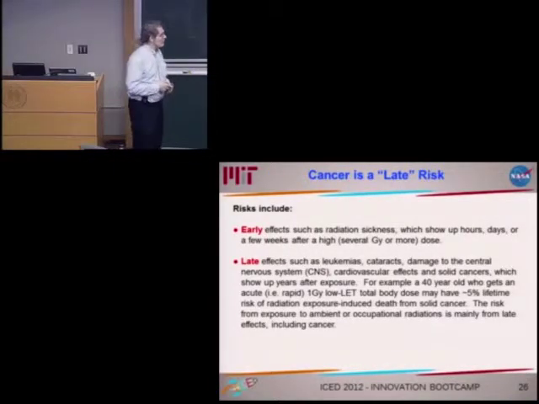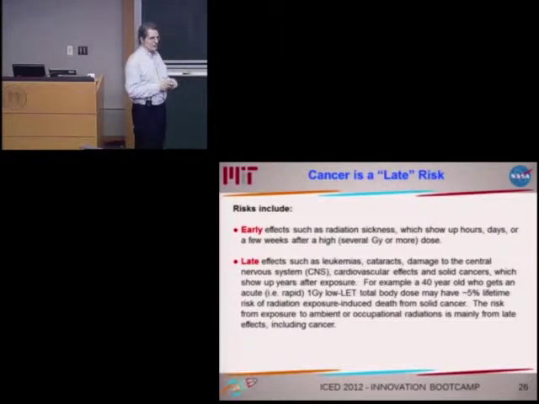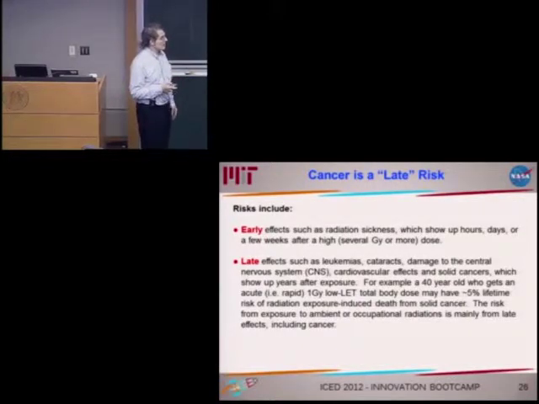Now, these risks I'm going to discuss include, of course, the early effects, such as radiation sickness, which can show up hours, days, or a few weeks after a high exposure. These are, of course, better understood because you have the luxury of seeing the result soon after the initiating event has happened. A little more troublesome are these late effects: leukemia, cataracts, and the CNS and cardiovascular effects, in addition to cancers, where, because they show up years, even decades after the event, making the association between cause and effect is much more difficult.